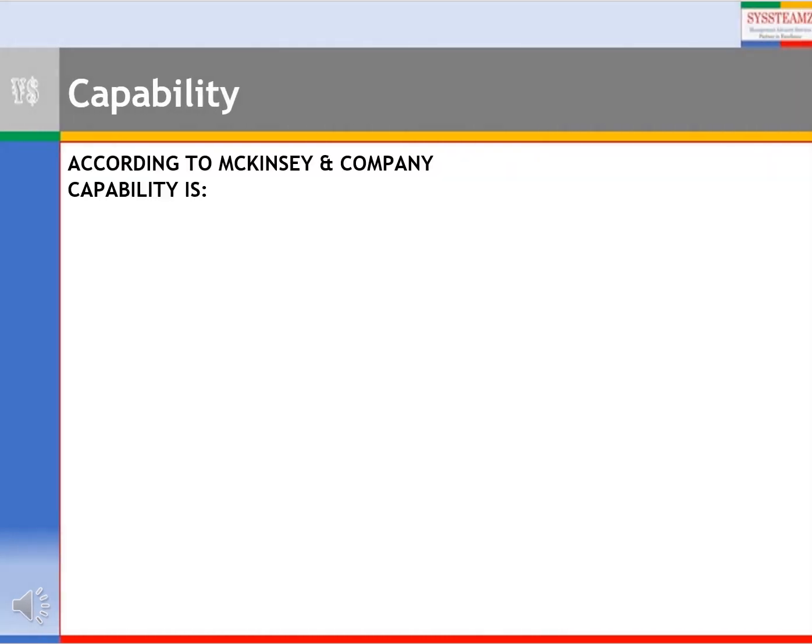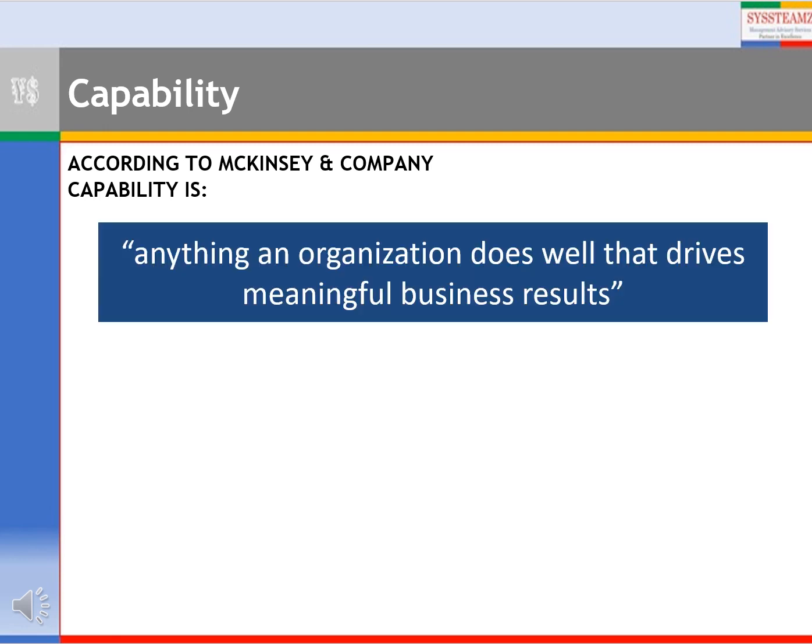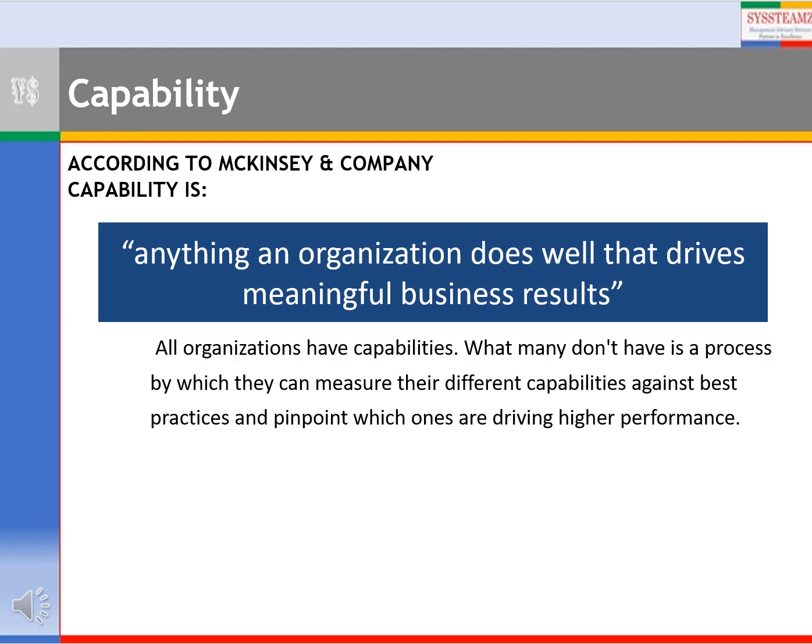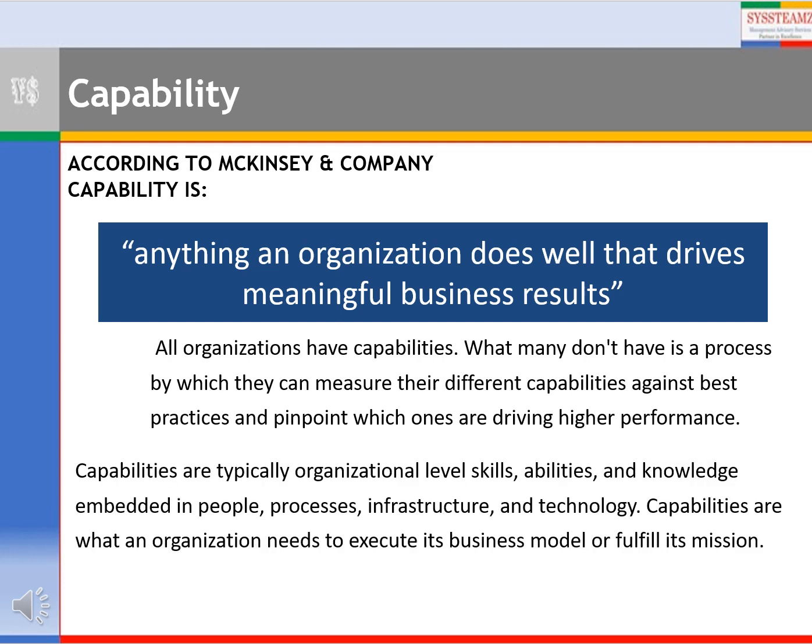According to McKinsey & Company, capability is anything an organization does well that drives meaningful business results. All organizations have capabilities. What many don't have is a process by which they can measure their different capabilities against best practices and pinpoint which ones are driving higher performance. Capabilities are typically organizational-level skills, abilities, and knowledge embedded in people, processes, infrastructure, and technology. Capabilities are what an organization needs to execute its business model or fulfill its mission.